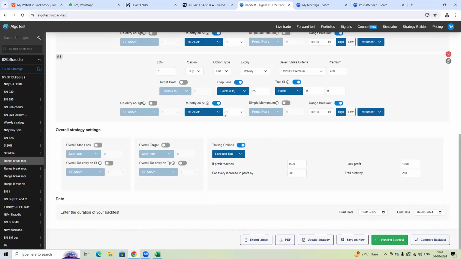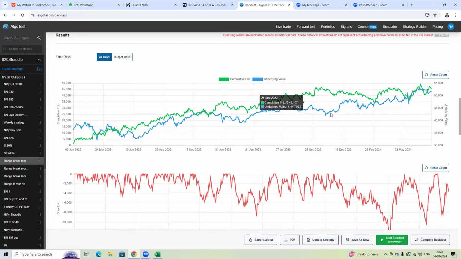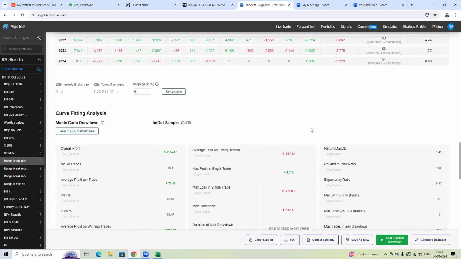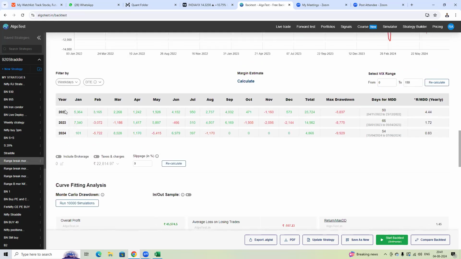If you reduce the number of re-entries, you can enter only once in the morning whenever there is a range breakout. See, there are different results here. The probability came down. In 2022, it has given profit in all the months. In 2023, on average, it has been positive. So there are different morning breakouts.